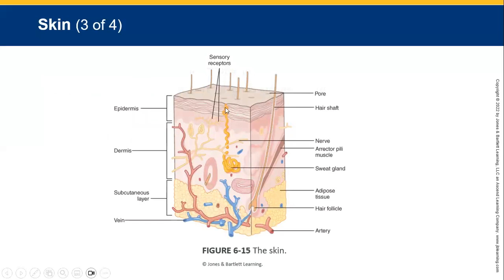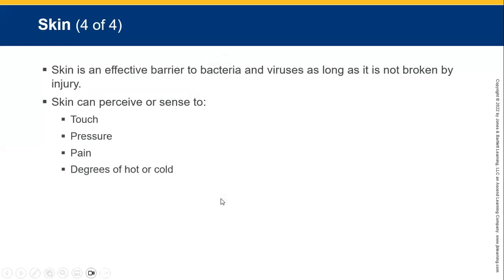There's a good little picture. Hairs, sensory organs, epidermis, dermis, and subcutaneous layers. Skin is a protective barrier against bacteria and viruses, as long as it's not broken. The skin can perceive sense, like I told you just now: touch, pressure, pain, degrees of hot and cold, things like that.